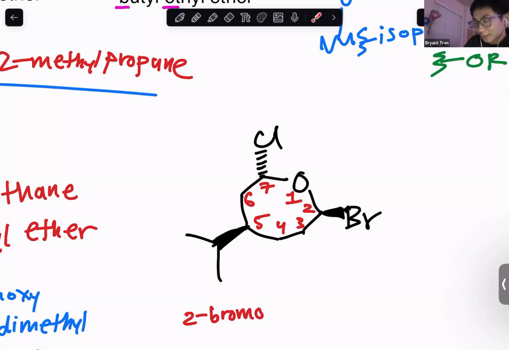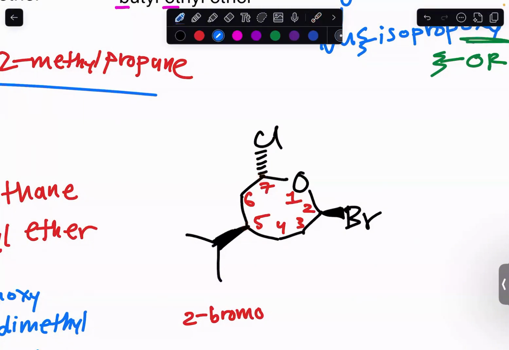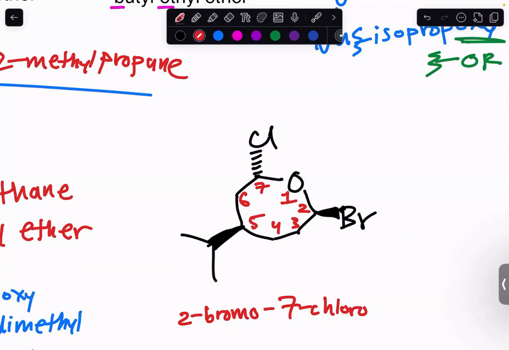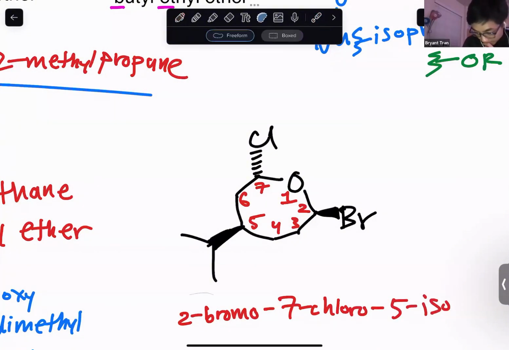But what comes first? The I in isopropyl counts. Does I or C come first? C. So before that, we are going to put 7-chloro. The number here does not matter, because it's going to be 2, 7, and then 5. What matters here is the alphabet. B comes first, and then C, and then I. So the next one would be 5-isopropyl.